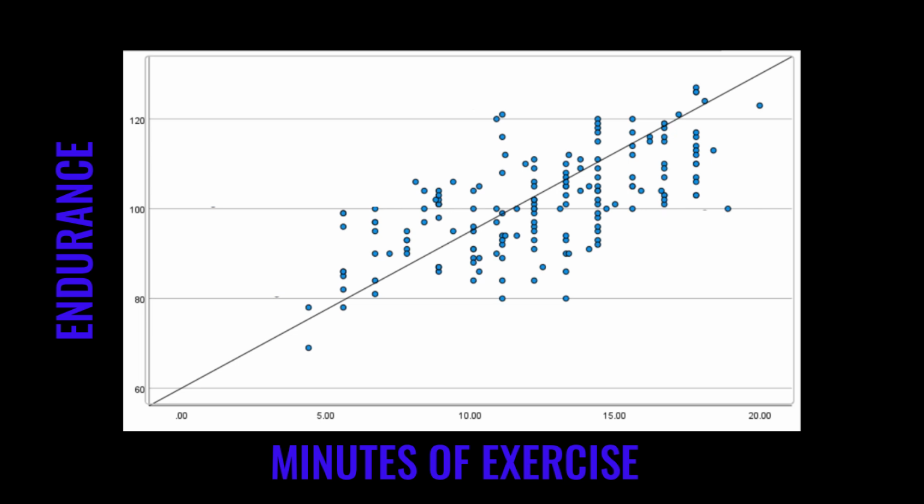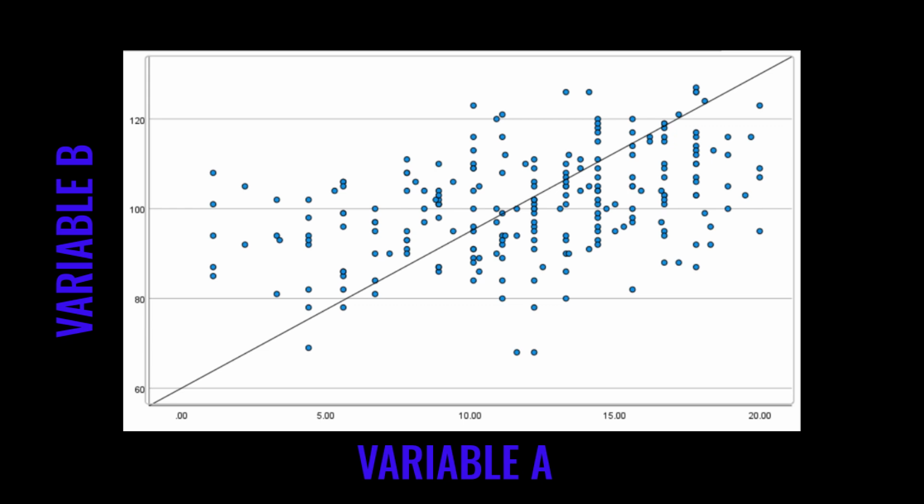The strength of the correlation is represented by how close these scores are to the line. So a strong positive correlation looks like this. A weak positive correlation looks like this. So you can see how close the data points are to the line indicates how strong the correlation is.